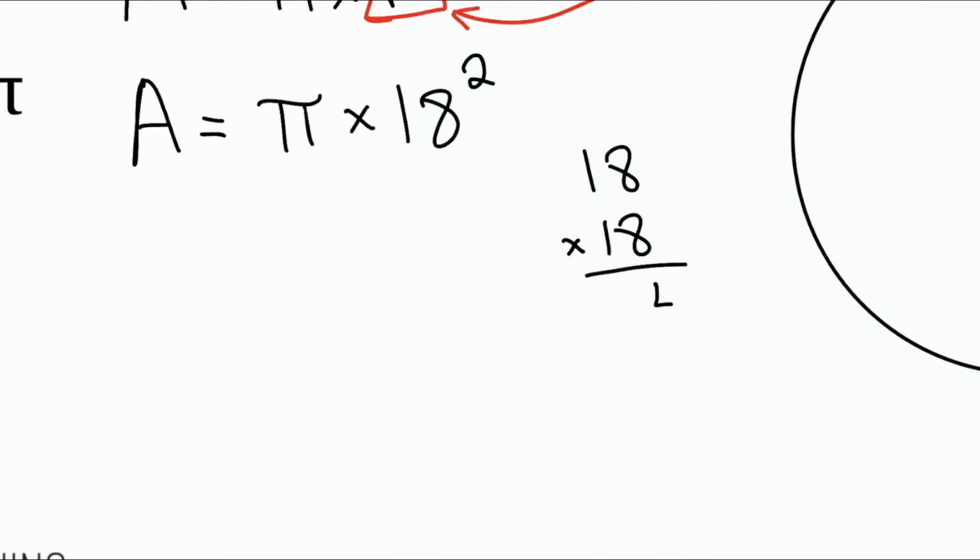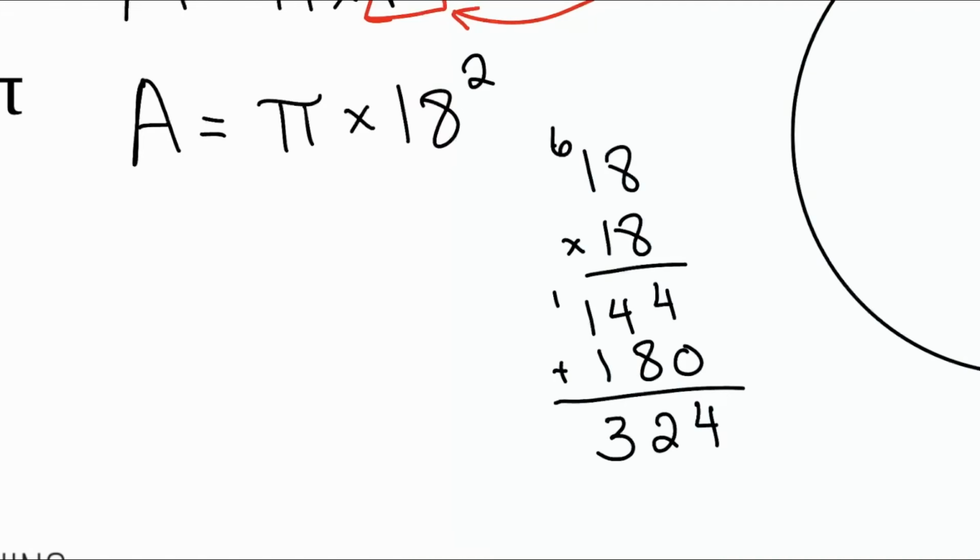8 times 8, that's 64, carry the 6. 1 times 8 is 8, carry the 6 is 14. Then we'll move to the next line so we can process that 1. So up next, we're going to have 1 times 8, 1 times 1, add this together. And we're going to have 4, 12, carry the 1, and then 3. No decimals, so no other work to be done. And so there it is. Our area is pi multiplied by 324, or 324 pi.